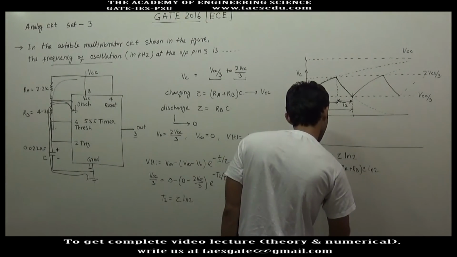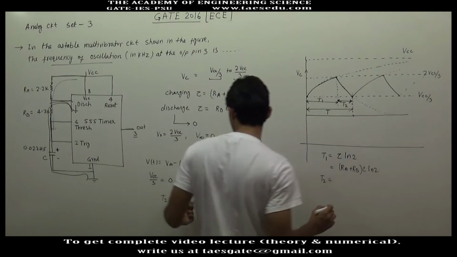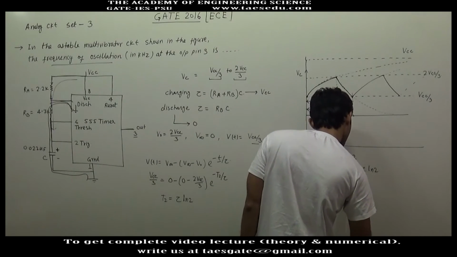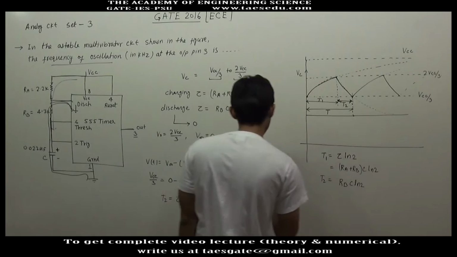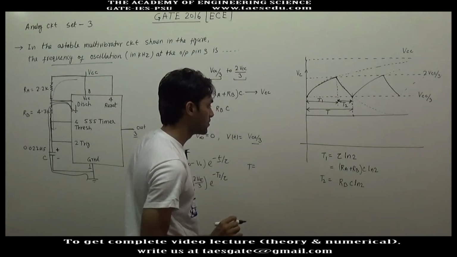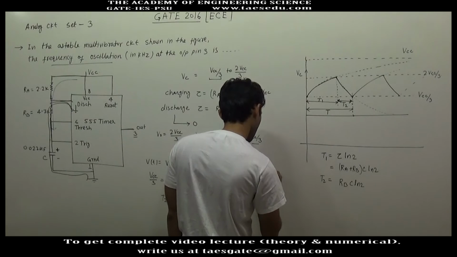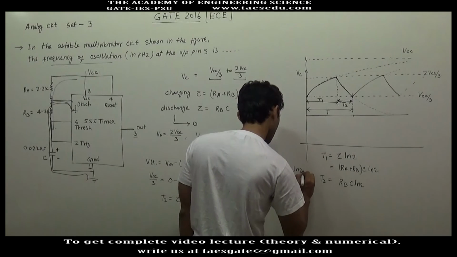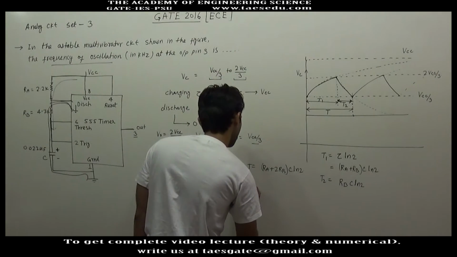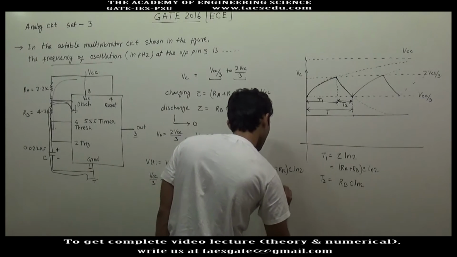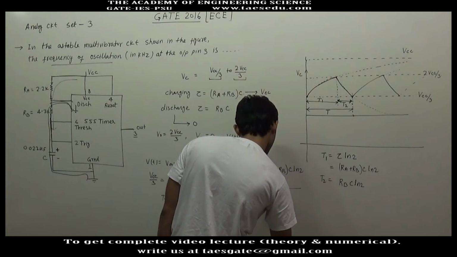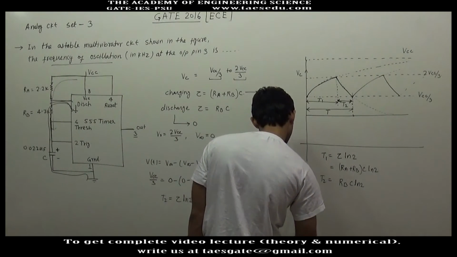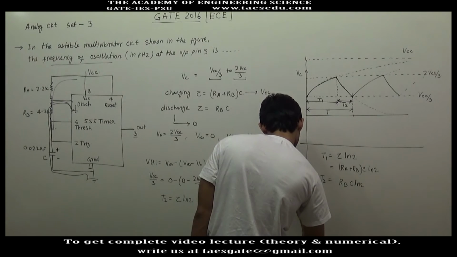T2 will be, the discharging time constant will be RB into C. RB into C ln2. So the total time period will be RA plus 2RB into C ln 2. Hence the frequency will be 1 by time period. This will be 1 by RA plus 2RB into C ln 2.